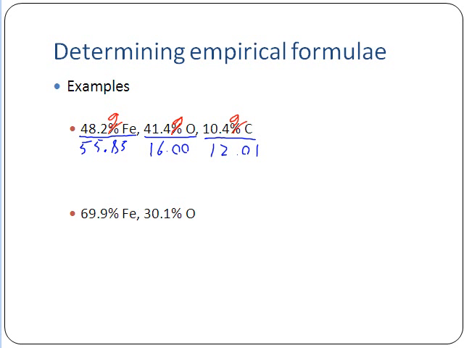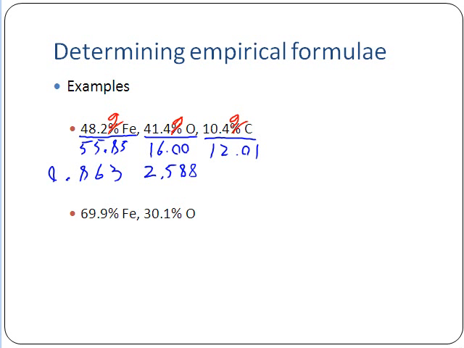Going ahead and breaking out the calculator, we take 48.2 grams of iron divided by 55.85. When we do this, we get the amount of iron to be 0.863. And then for oxygen, we take 41.4 and divide that by 16, and we get 2.587. So we'll say that's 2.588.